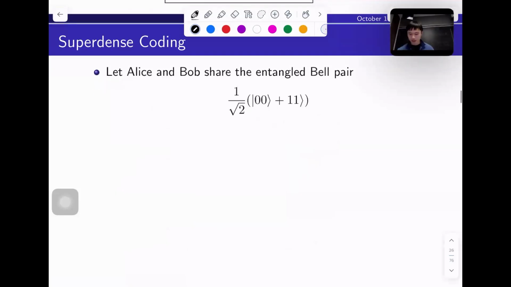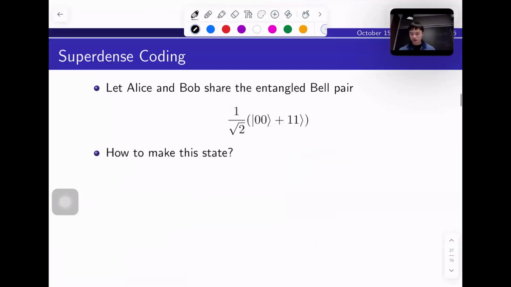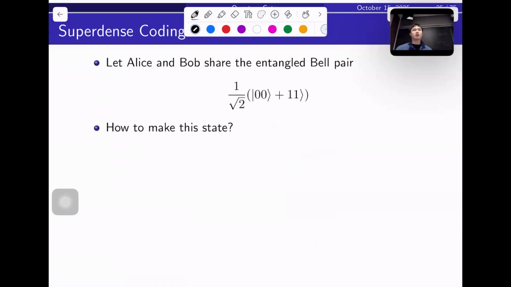Okay, so again, we're going to start with this entangled Bell pair that we've seen before, and does anyone remember how you can construct this? I think it was in the workshop last time. Yeah, H, C-NOT. Yeah, exactly.